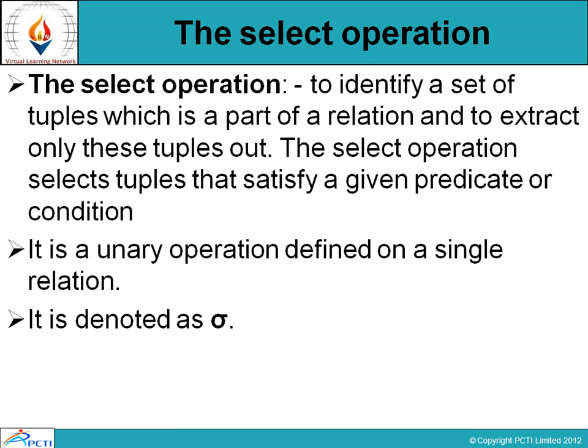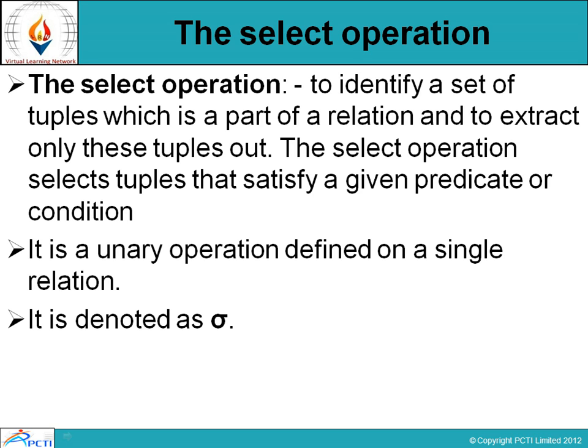Now, how do we apply the select operation? In the select, we take out the particular number of rows that we want to extract from the data. It selects the particular rows according to the condition. Here the single row is also called a tuple; tuples are more than one row and a tuple is a single row. To identify a set of tuples which is a part of a relation and to extract only those tuples out, the select operation selects tuples.